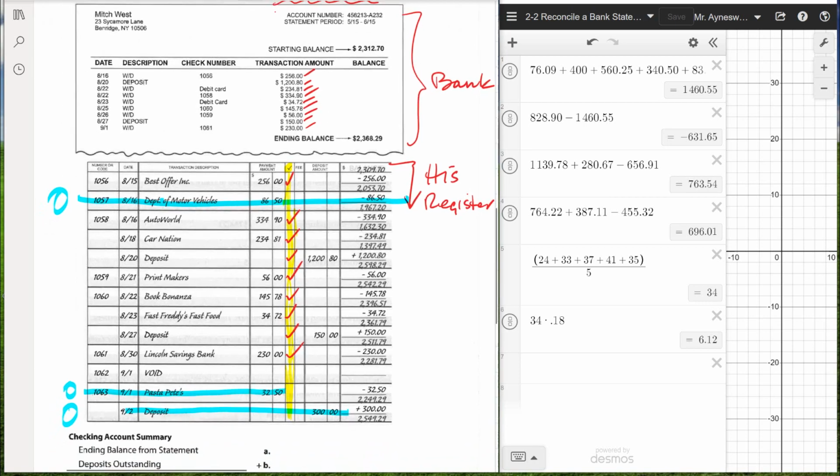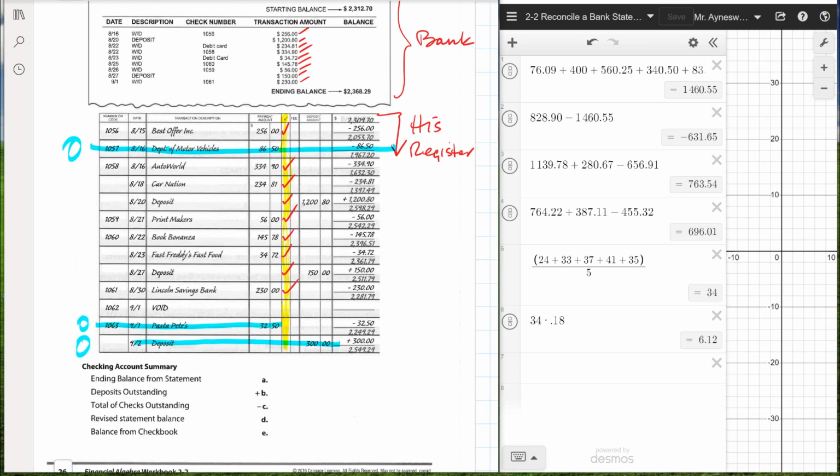Okay, so let's figure some things out here. What is the ending balance from the statement? Well, it's right up here. The ending balance is always clearly stated. In this case, it's $2,368.29. There's your ending balance. Keyword: ending balance. That's always on the statement right there from their last previous cycle. Okay, what deposits are outstanding? Well, we only have one outstanding deposit, and it's $300.